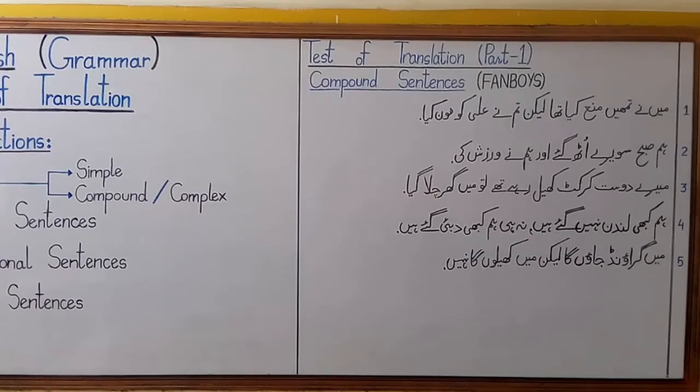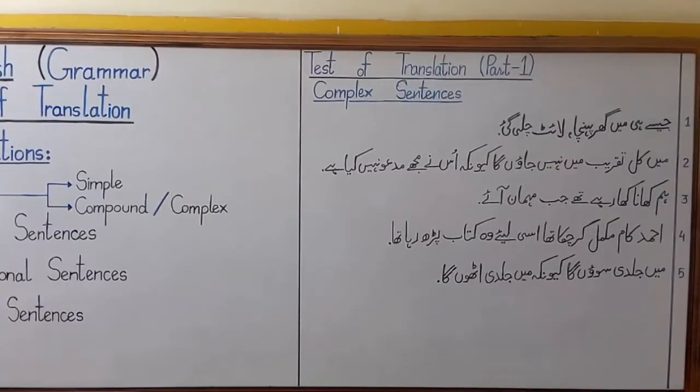Now we will write down some sentences of complex. These are the complex sentences given before you on the board. Sentence number 1, जैसे ही मैं घर पहुंचा लाइट चली गई. Sentence number 2, मैं कल तकरीब में नहीं जाऊंगा क्योंकि उसने मुझे मदऊ नहीं किया है. Number 3, हम खाना खा रहे थे जब मेहमान आए. Number 4, अहमद काम मुकम्मल कर चुका था इसीलिए वो किताब पढ़ रहा था. Number 5, मैं जल्दी सोऊंगा क्योंकि मैं जल्दी उठूंगा.